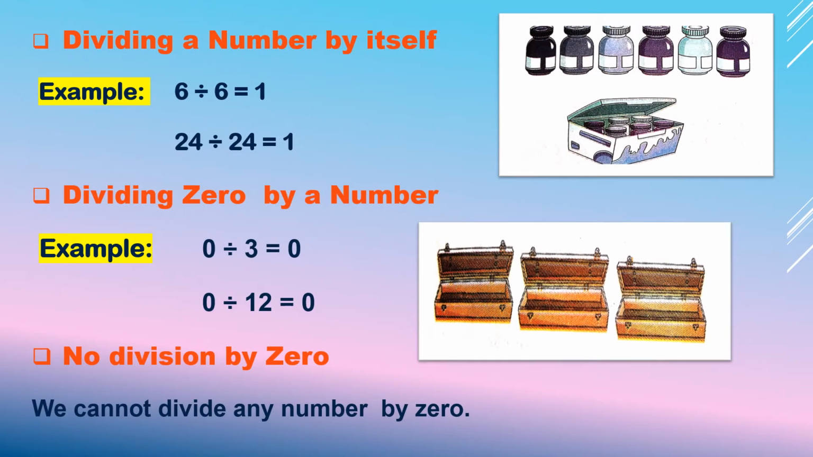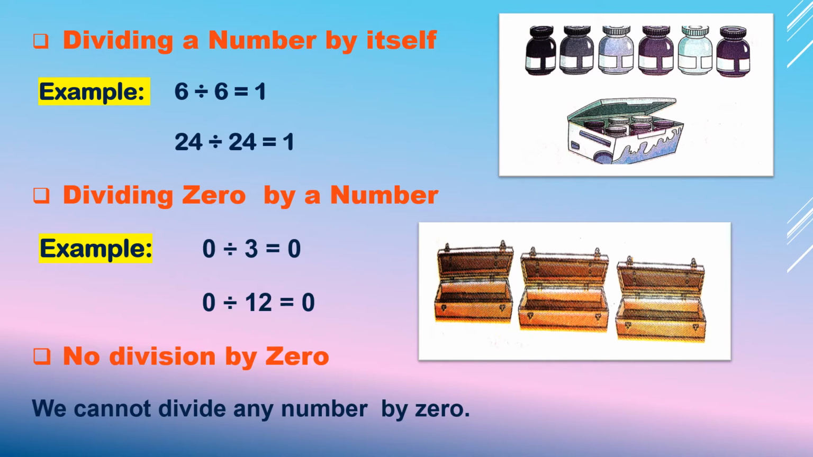Third, dividing a number by itself. Any number divided by itself will give 1 as a quotient. For an example, if you have 6 different shades of blue paint and you want to keep them together in a box that can hold 6 bottles, how many boxes do you need? 6 put into equal groups of 6 gives 1 group. So 6 divided by 6 equal to 1. So you need 1 box to keep 6 bottles of blue paint.